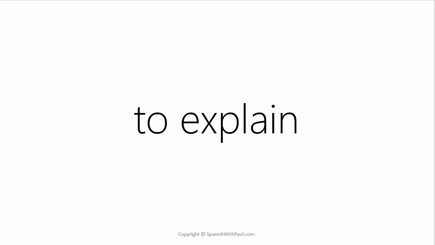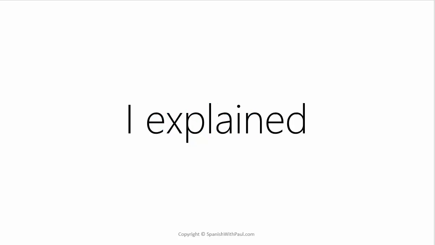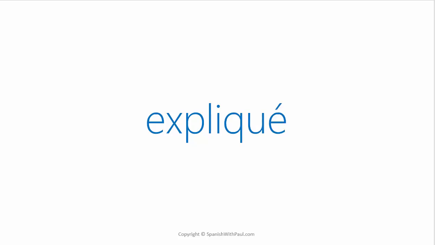What's the verb to explain? Explicar. Now, to express I explained, I wonder if you could do that on your own. So the verb is explicar. Try to guess how you would say I explained. The answer is expliqué. You'll notice that we have an irregularity here with the spelling.